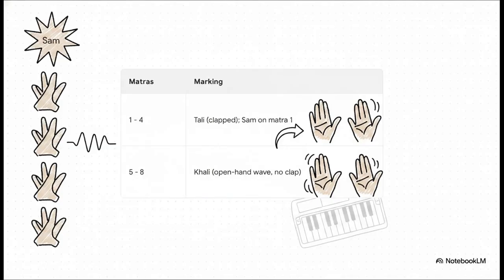Jumping right into Lesson 3, we meet Tal, specifically Keherwa, which is an 8-matra cycle. Now, before we ever combine this with the keyboard, the student has to embody the rhythm physically. So, beats 1 through 4 are tali, meaning they're clapped firmly, with the first beat, the sam, getting the main emphasis. Then beats 5 through 8 are hali, which you represent with an open hand wave. The student physically learns this shift from clapping to waving long before they try to play any notes to it.